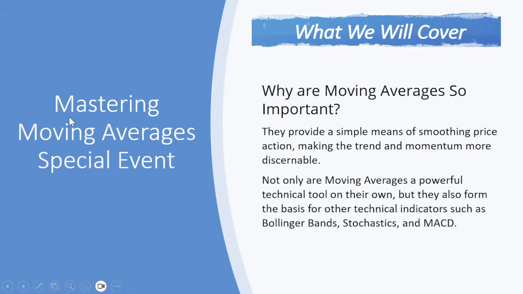So why are moving averages so important? I touched on the reason a little bit ago, but they provide a simple means of smoothing price action, making the trend and momentum more discernible. We're used to using moving averages, but recognizing the slope of those moving averages helps us identify the strength and momentum of the trend. Crossovers are great to identify true change in trend, but as that trend develops and emerges, the slope of the moving averages, or lack of, will help us determine if that trend is strengthening or weakening. Not only are moving averages a powerful technical tool on their own, but they also form the basis for other technical indicators such as Bollinger Bands, stochastics, and MACD, just to name a few.